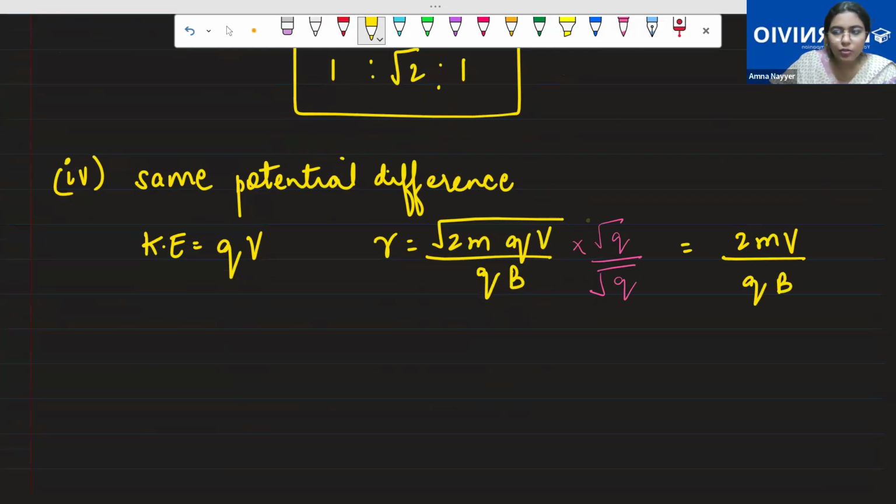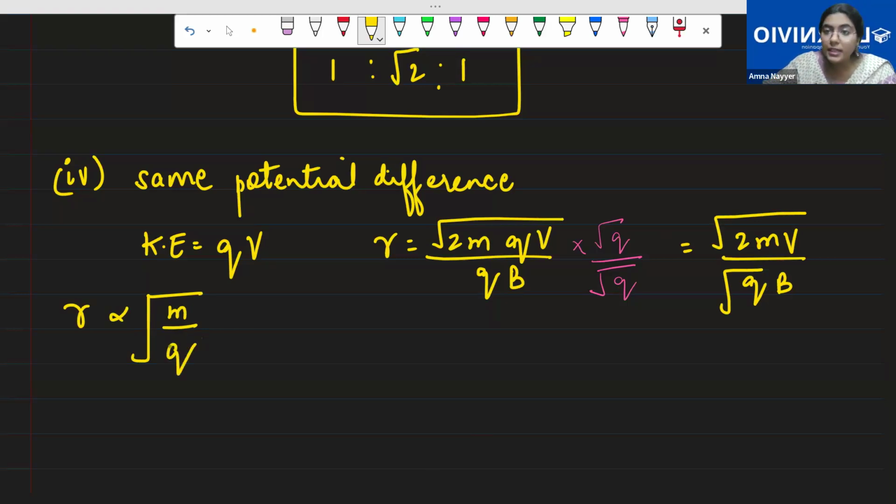Root Q into root Q is Q, right? So this 2mv is left. This is already in the denominator. Now see, what is it proportional to? You can clearly see the radius is directly proportional to mass by the charge.